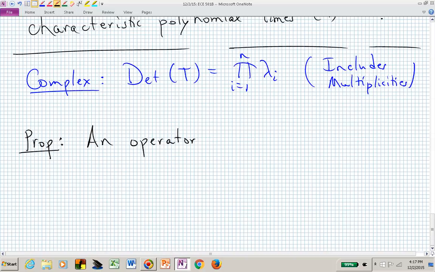Question? The question was, do you have to have your operator in any special form, upper triangular form, for this to work? No, you don't. It's obvious that the determinant is the product of the diagonal, but the eigenvalues haven't changed whether your operator is in an upper triangular form or in any generic form, as long as it's the same linear operator. So as long as this formula is true for a given operator, you just have to know the eigenvalues.